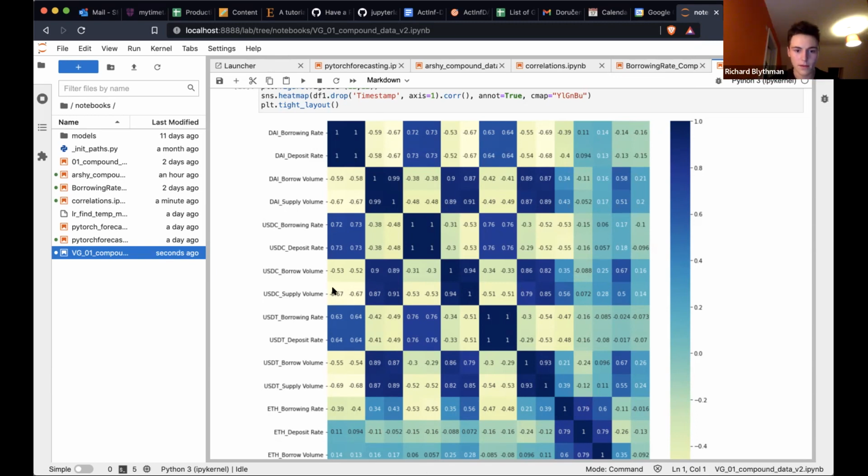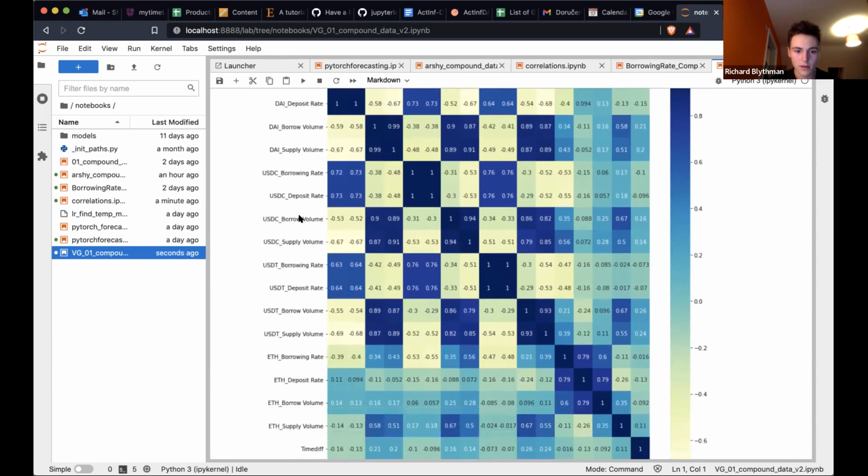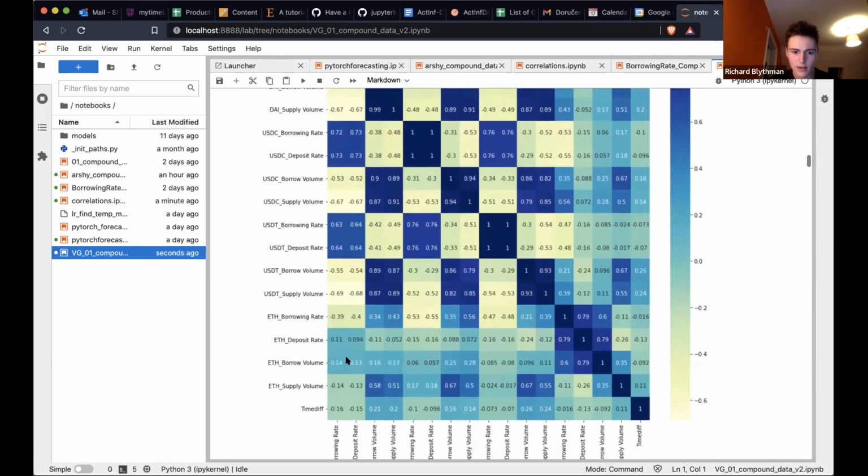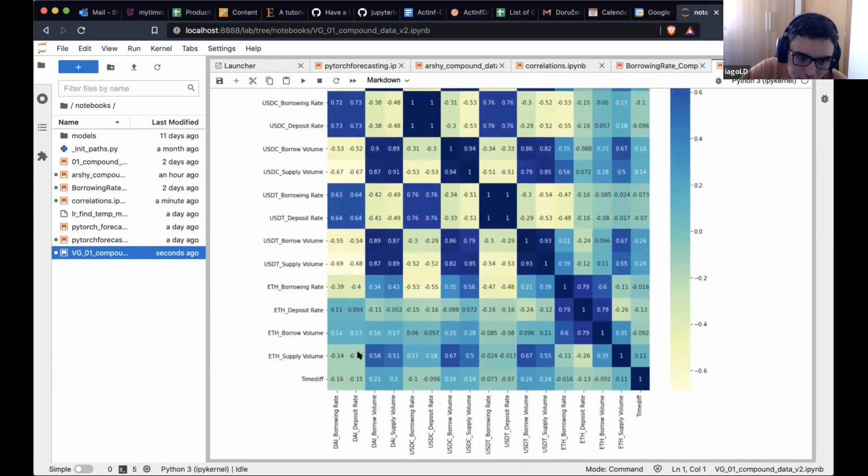Yeah. The borrow volume from ETH and then the... actually, the deposited volume for ETH, so the supply volume. Yeah, it's kind of correlated. It's 0.58. It's not that big. 0.667 with USDC.